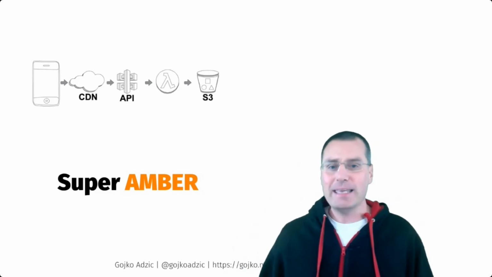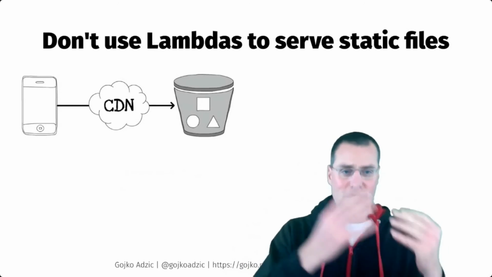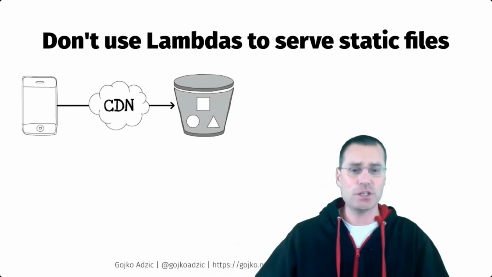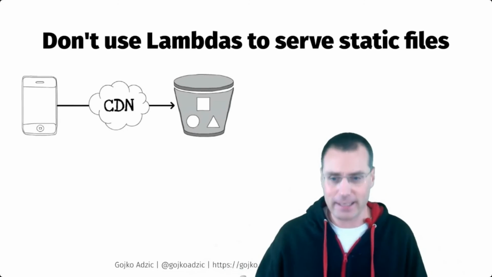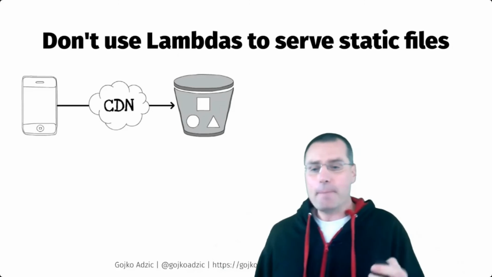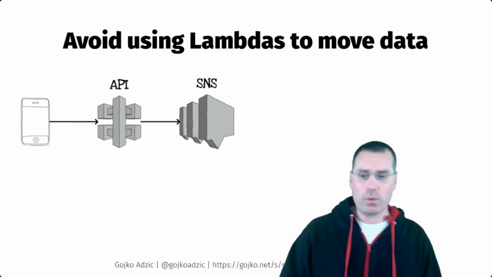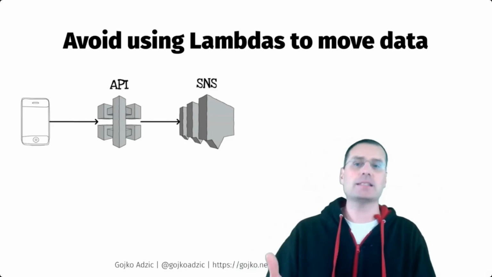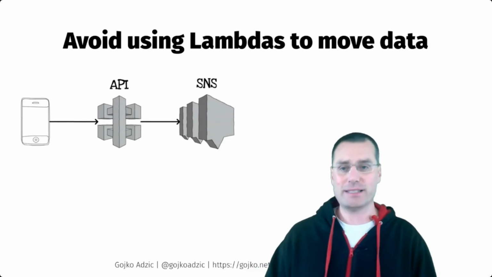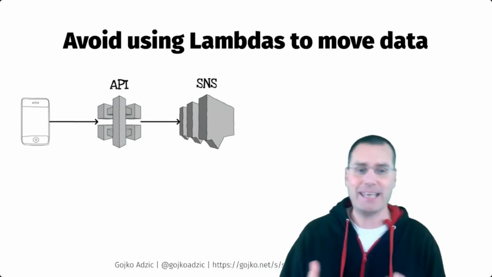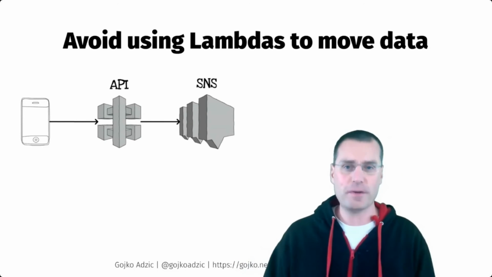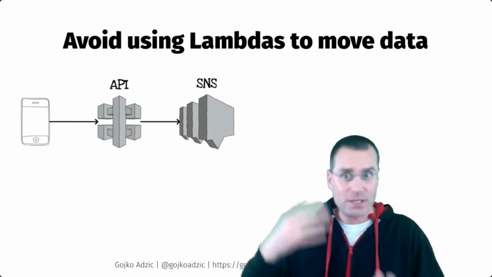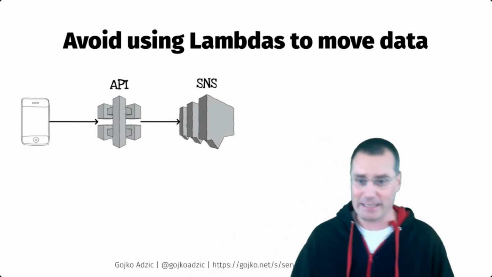For example, instead of using Lambda functions to serve static files like JSON, CSS and images, just connect the CDN directly to S3. Also, when we're processing requests, usually people put an API Gateway and a Lambda to, for example, serve a webhook and put it onto SNS. API Gateway is perfectly capable of talking to lots of different AWS services on its own. You don't need to put a Lambda in between. Just configure the API Gateway to do that.